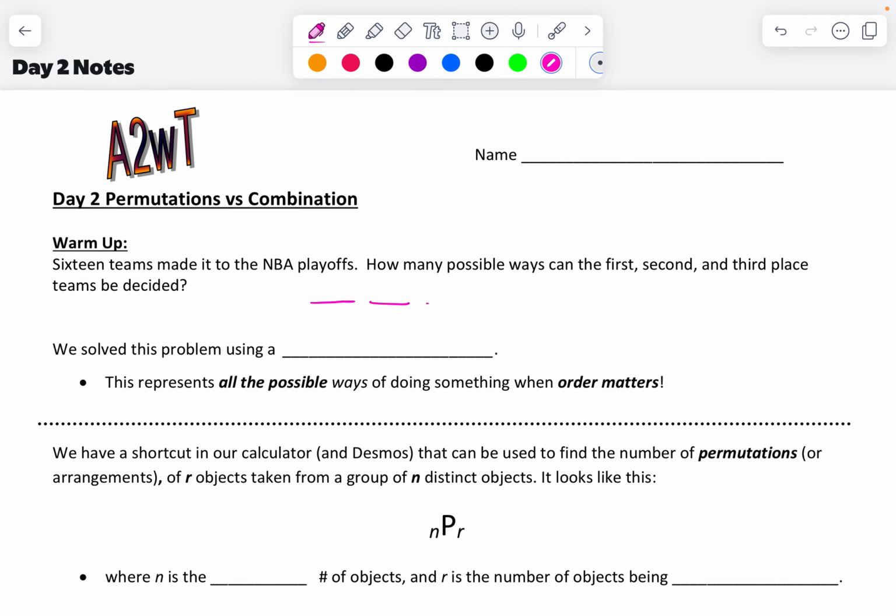Welcome back to day 2. So today we're going to learn what permutations versus combinations means.